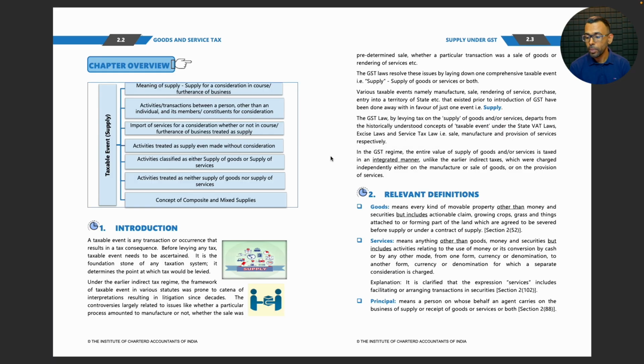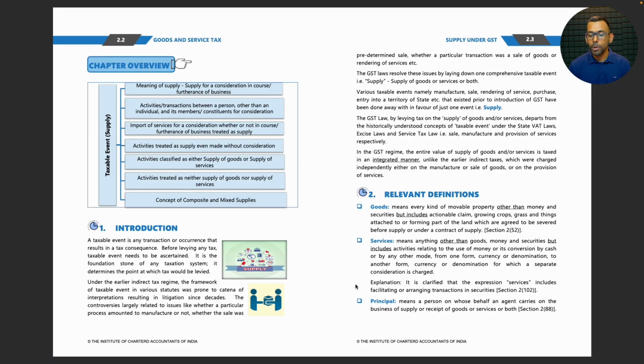Services means anything other than goods, money, and securities, but includes activities relating to the use of money or its conversion by cash or by any mode from one form, currency or denomination, to another form, currency or denomination, for which a separate consideration is charged. Explanation. It is clarified that the expression services includes facilitating or arranging transactions in securities. So this is also included. Currency exchange services is also included. Securities exchange services is also included.